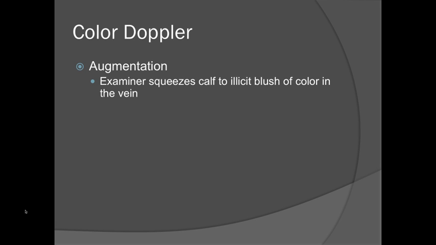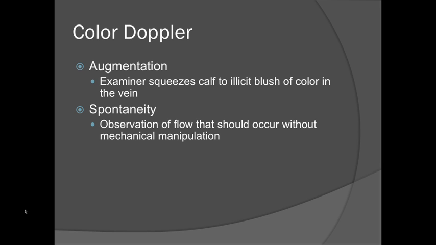And the first one is called augmentation. What we're doing is we have that Doppler window placed over the vessel that we are interested in, and then the examiner actually squeezes the patient's calf, and if the vessel is patent, a blush of color will fill the vein. And so if it's absent, that might key you into some impedance in the flow of blood through that vessel.